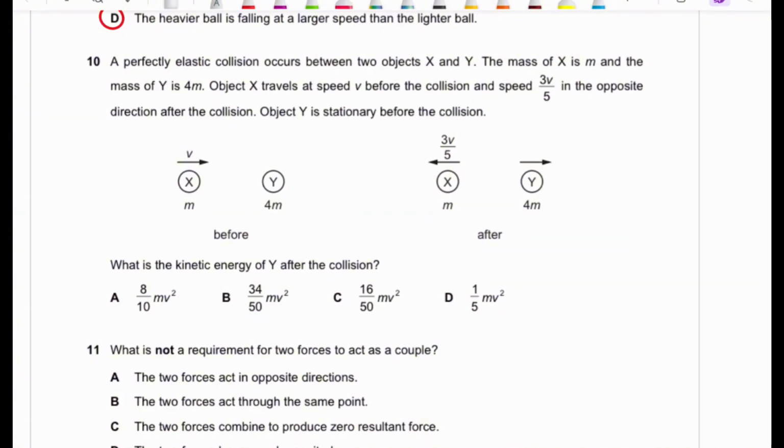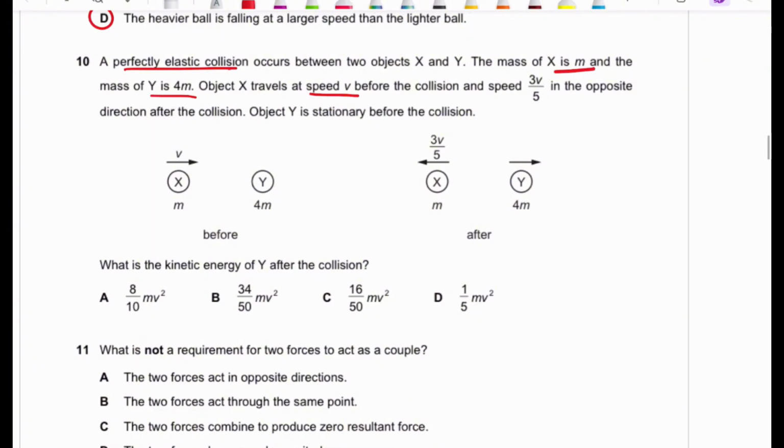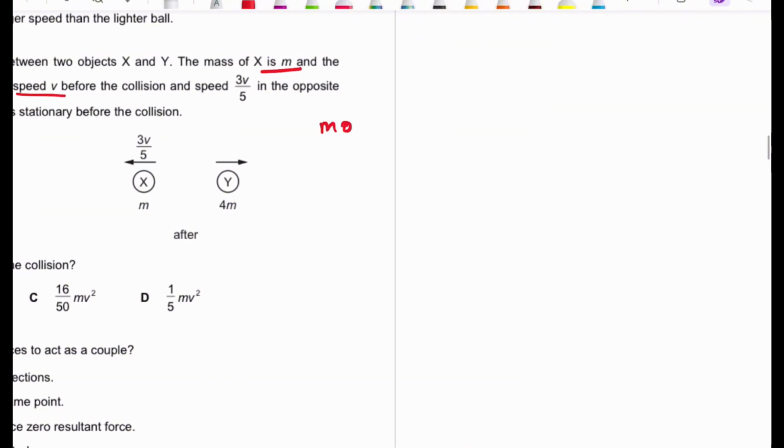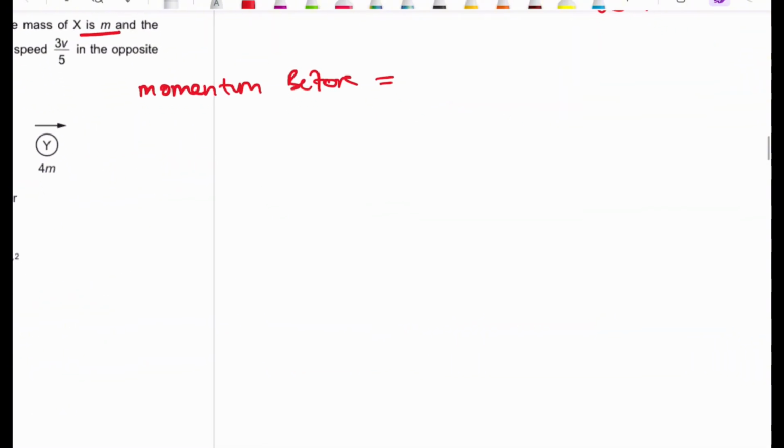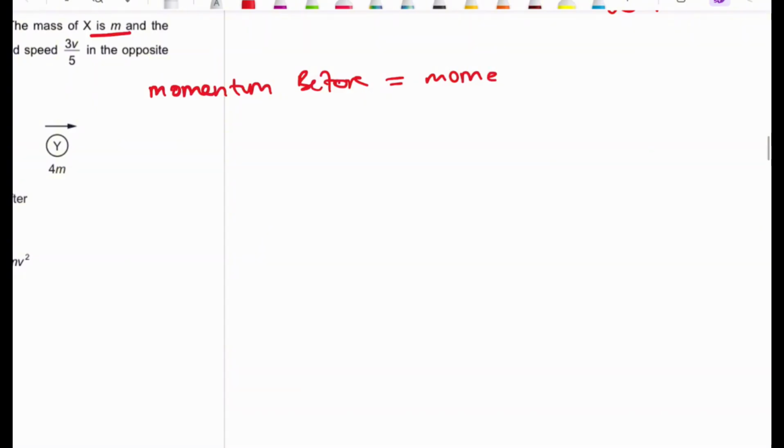Moving on to question number 10. We're given a perfectly elastic collision between two objects x and y. The mass of x is m and the mass of y is 4m. Object x travels at speed v before the collision, and speed 3v over 5 in the opposite direction after the collision, and object y is stationary before the collision. So basically, momentum before collision should be equal to the momentum after collision.